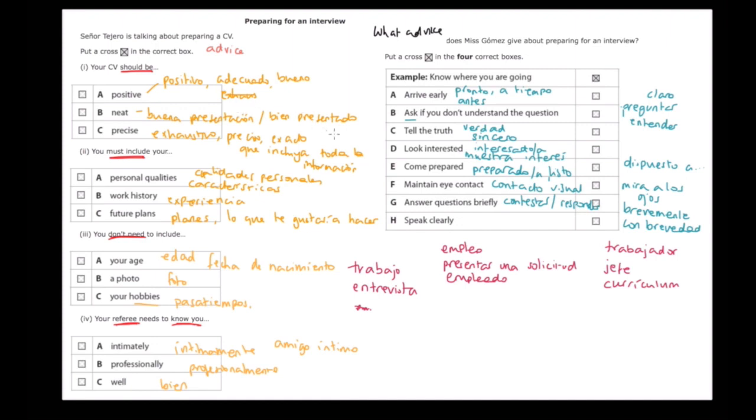And then speak clearly. So again, habla con claridad o claramente, for example. And of course, you will probably not hear exactly this, but you may hear asegúrate de que lo que dices sea claro o se entienda bien. Entender, to understand. Oh, hold on.